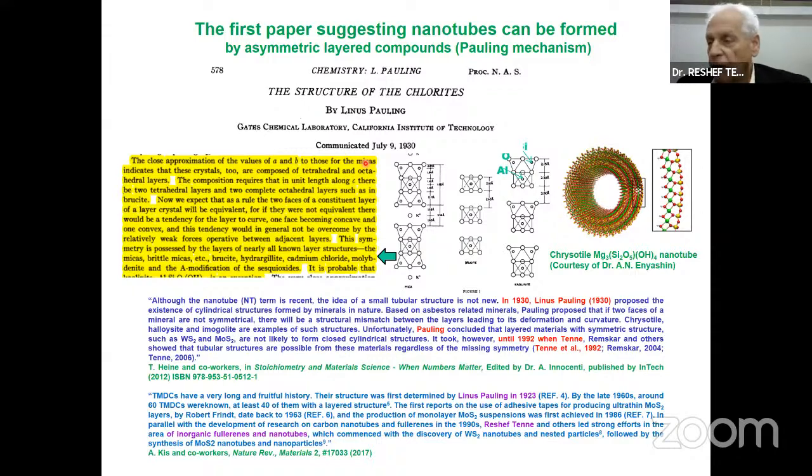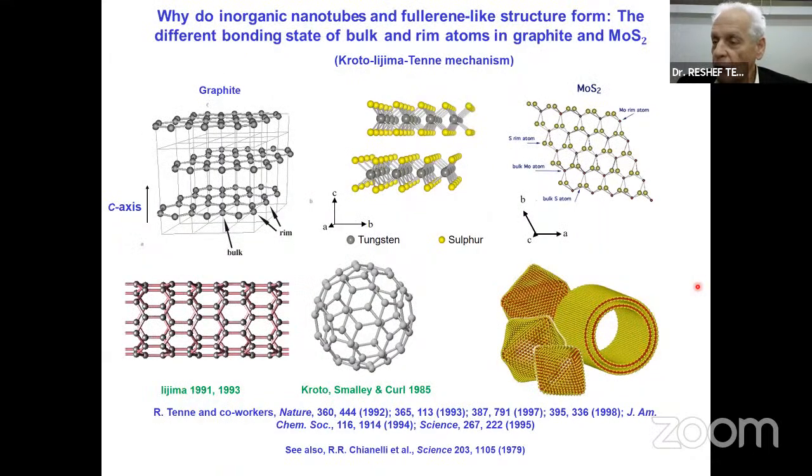And of course, people now understand that along the years progress has been made, and Pauling was wrong in that sense, but Tenne was right, and nanotubes can be formed from molybdenum disulfide as well. So this was a very important first paper on nanotubes, and it took another 20 years for the electron microscope to be of such high quality to be able to see chrysotile, halloysite, and imogolite tubes, which are all made from similar materials.